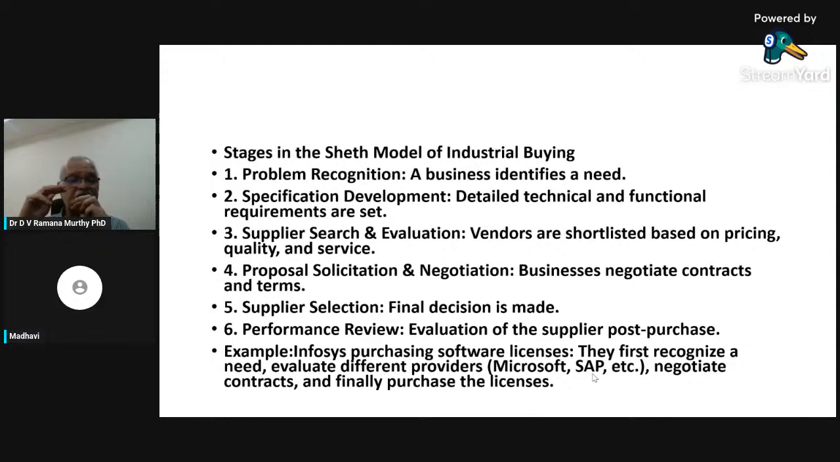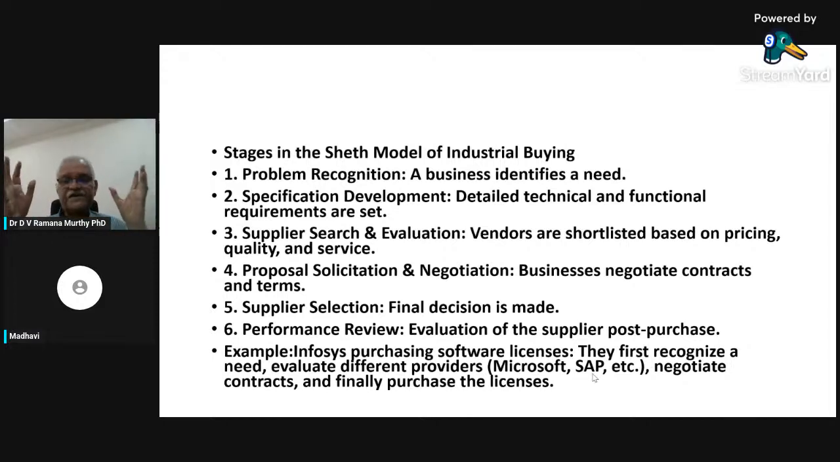Third is supplier search and evaluation. Suppose you now are clear. The problem has been identified, that there is a requirement for a product, and what type of product we need to get from the market. Specification also is very clear. Next, you search in the market who supplies this. Right? So now you go for vendors.